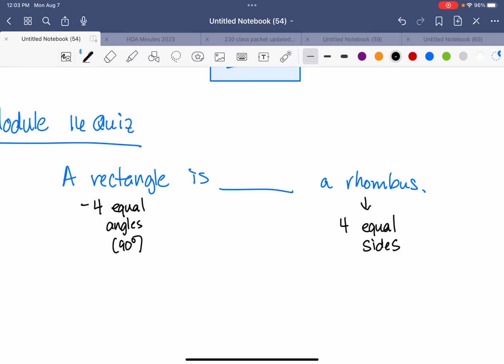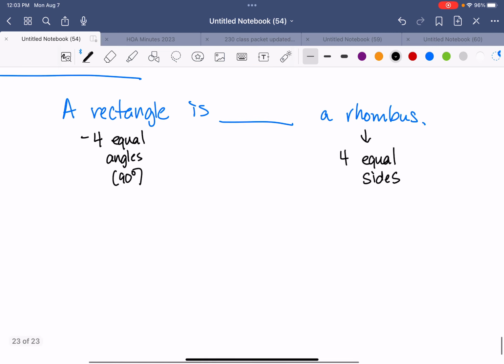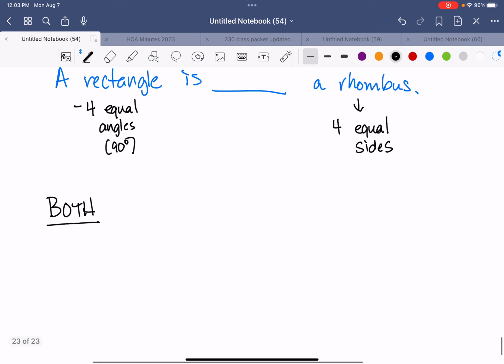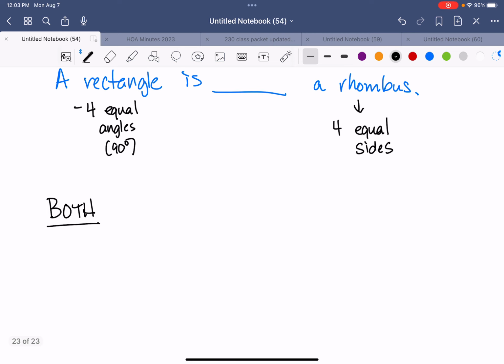Okay. So the question is, if you said never, that means that I cannot draw something that is both a rectangle and a rhombus, meaning it has 4 90-degree angles and it has 4 equal sides, but I can. So what you want to do here is think about, if these are the 2 sets of criteria, can you draw something that is both, right? That meets both sets of criteria. So I need to draw something that has 4 equal angles, so 90-degree angles, and all equal sides. Well, I can if I draw a square.